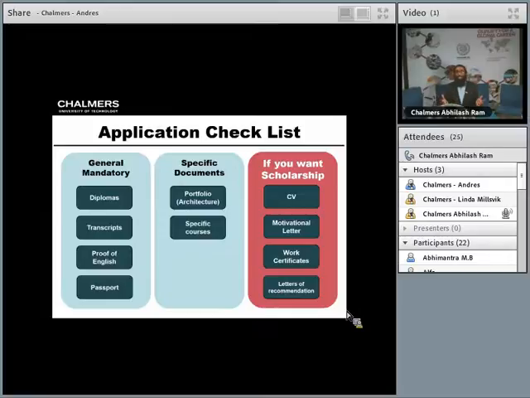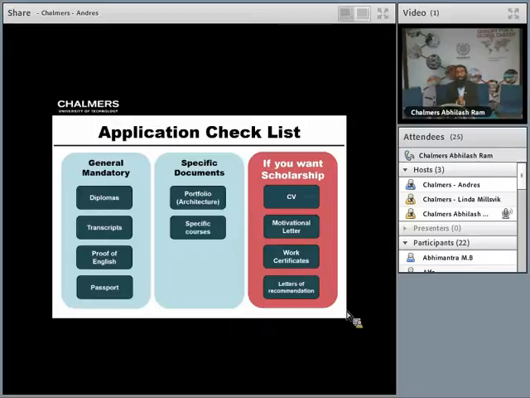Basically, your documentation can be divided into three groups. One is the general and mandatory documentation. This documentation is for everybody, and everybody must mandatorily submit these documents. So that includes diplomas, transcripts, passports, English requirements, and so on and so forth. This documentation must be submitted by everybody, right?